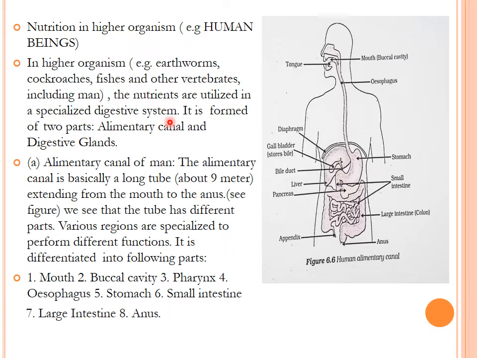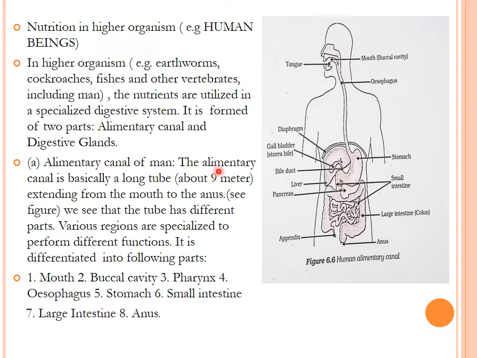So our digestive system, which is highly specialized, is formed of two parts. One part is the alimentary canal and the next part is the digestive glands, meaning it is associated with it. With the digestive system, these two are associated. So first one is the alimentary canal.